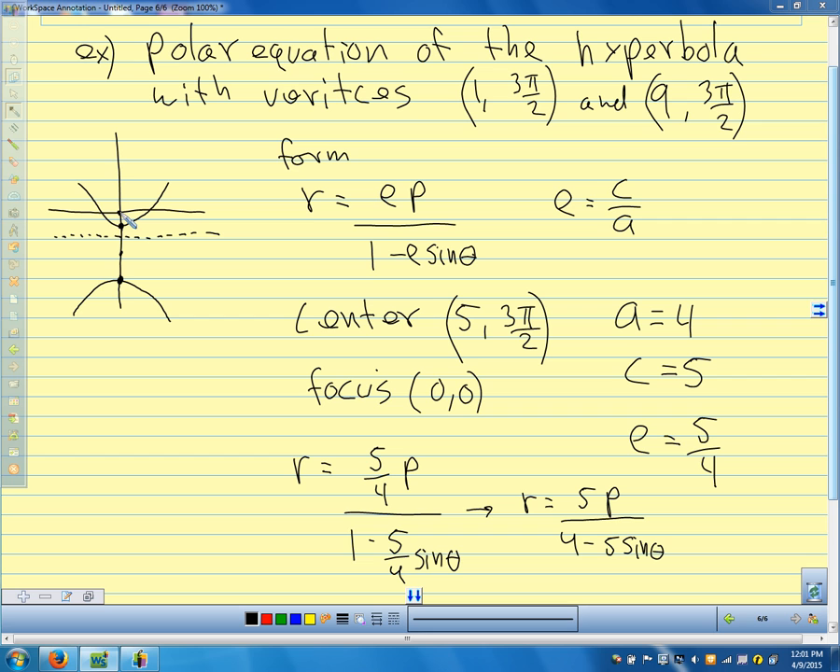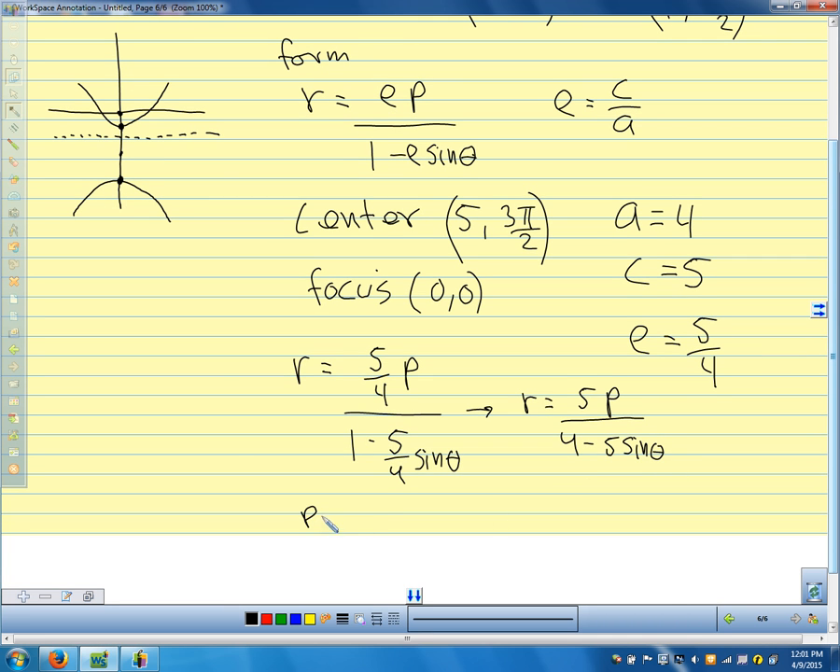Yeah, Jack. Yes. So how do we find p? We've done problems like this before. r and theta are our variables. Do we have an r and a theta value that's on the hyperbola? Yes. 1 and 3 pi over 2 is an r and a theta that's on the hyperbola. Or 9, 3 pi over 2 is on the hyperbola. So plug in 1, 3 pi over 2, because that's on the hyperbola.